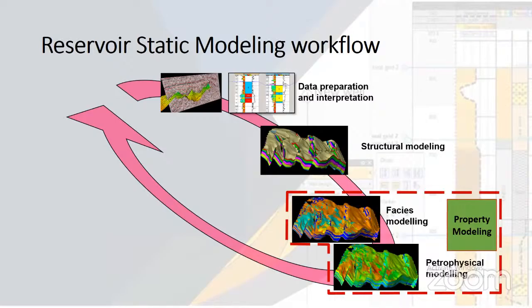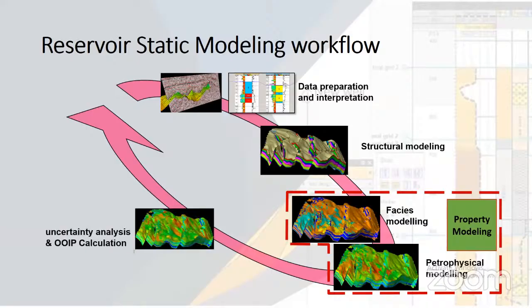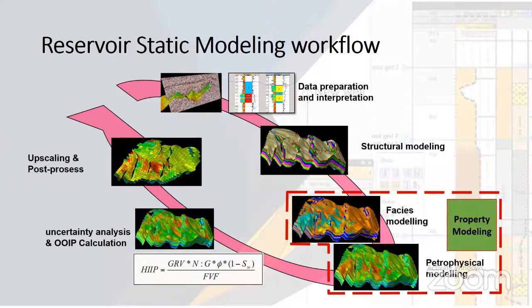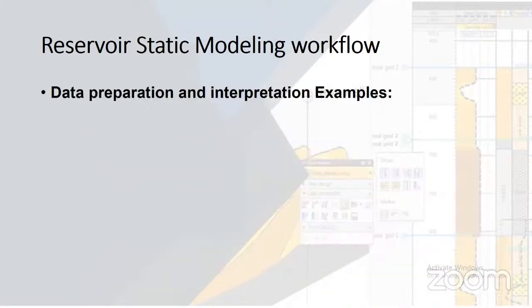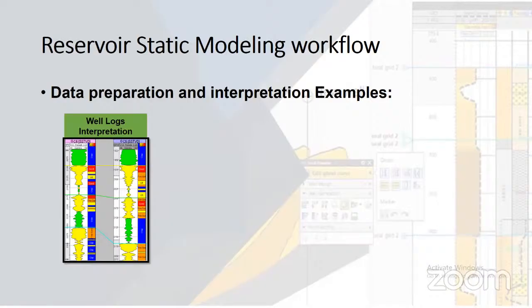After doing the property modeling and distributing the porosity and the permeability into the model, we want to know the original oil in place in our field, and we want to calculate it. But you should know that we have some uncertainty in the porosity and the permeability and so on, so we also want to do the uncertainty analysis. Then the last step before handing the static model to the simulation engineer is the upscaling process. Okay, so let's go into details.